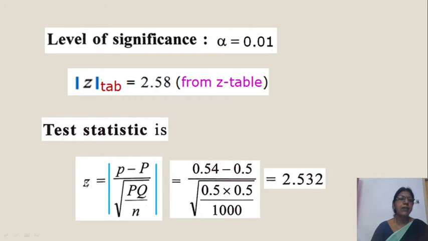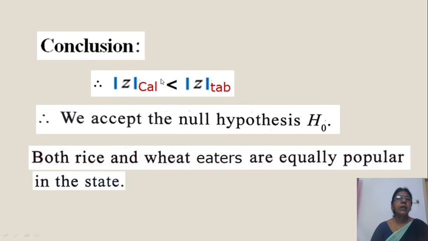Using the formula, the calculated Z value is less than Z tabulated value. So conclusion: Z calculated is less than Z tab, so we accept the null hypothesis H naught. What is H naught? Both rice and wheat eaters are equally popular in the state.